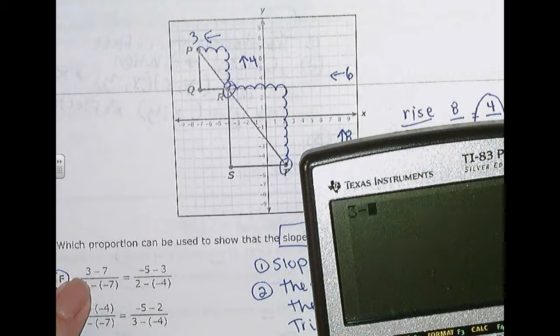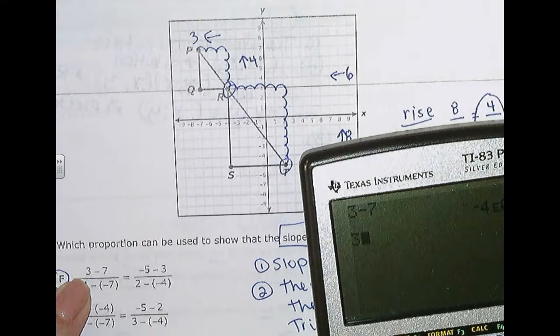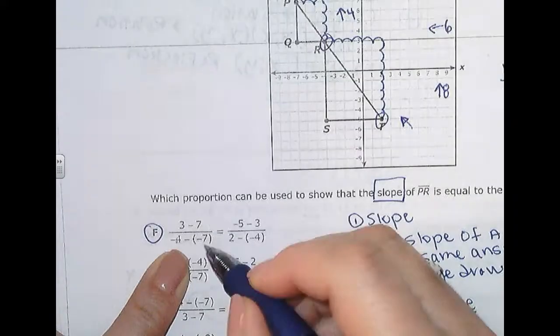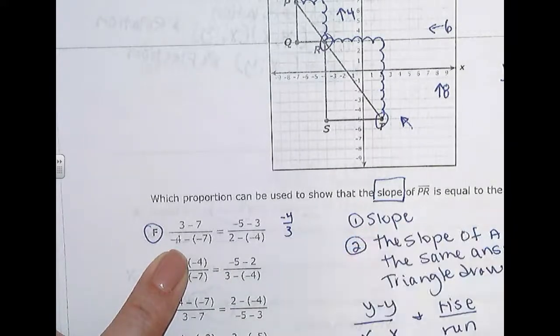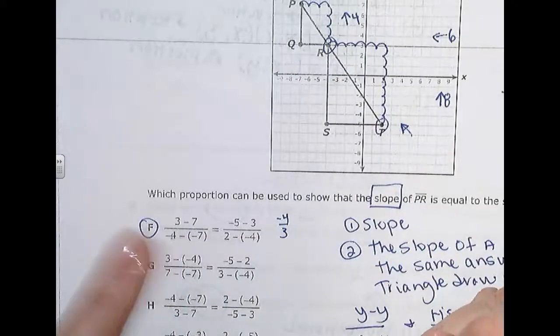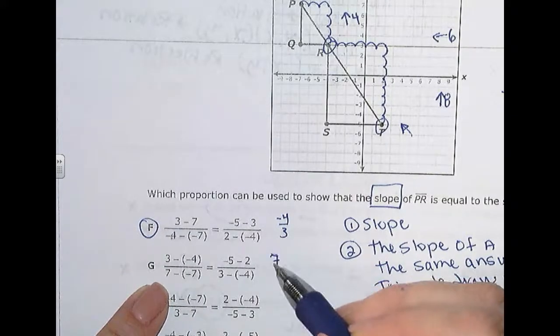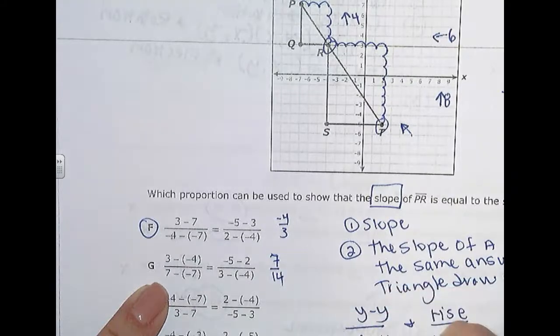What's 3 minus 7? Negative, oops, let me get off that mode. What is 3 minus 7? Negative 4. What is negative 4 minus negative 7? 3. This one here is negative 4 over 3. I need a 4 on top, I need a 3 on bottom, and I need one negative. I have it. What about that one? Wouldn't that be 7 on top? And wouldn't that be 14 on the bottom? You don't have a 7 or a 14.